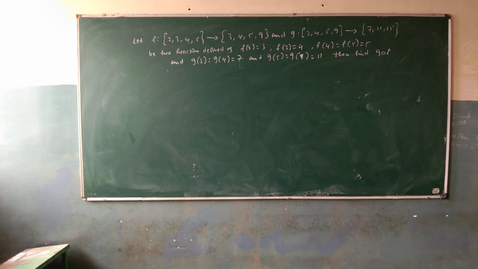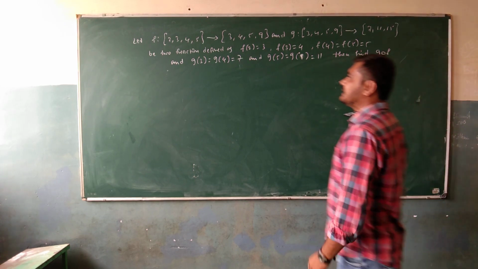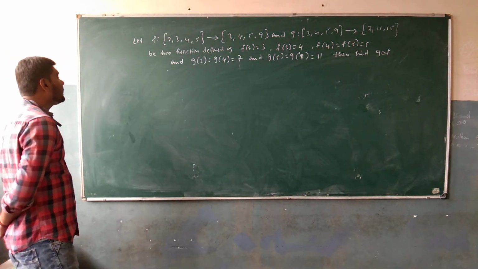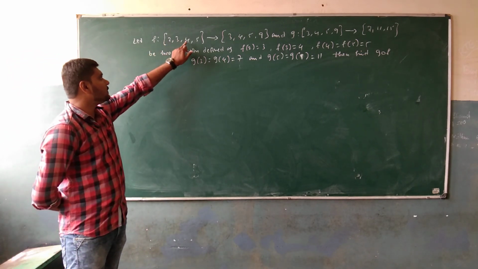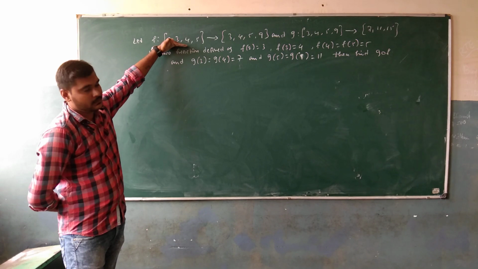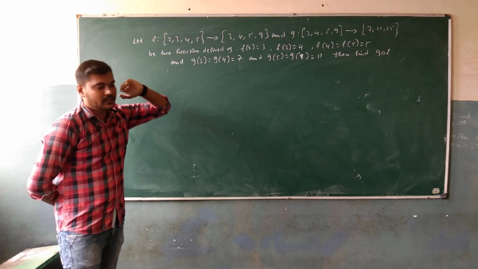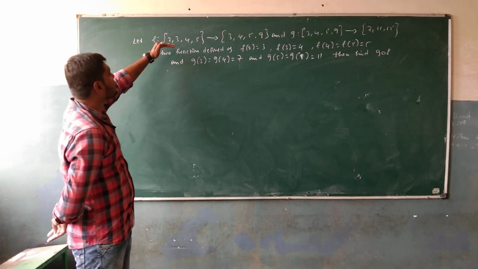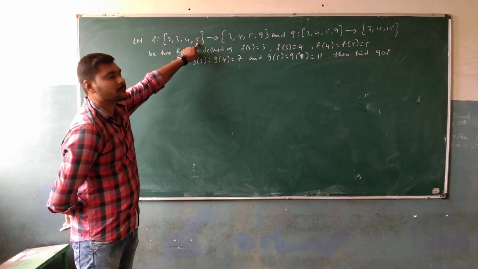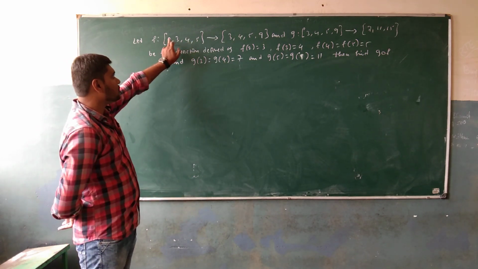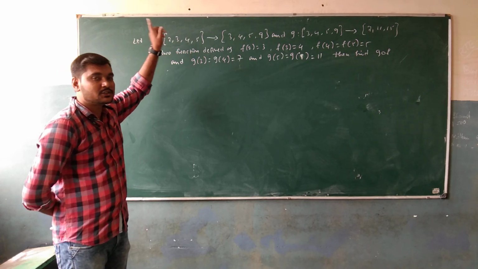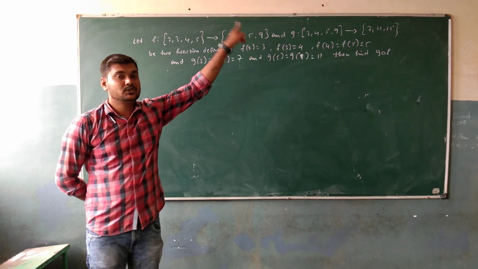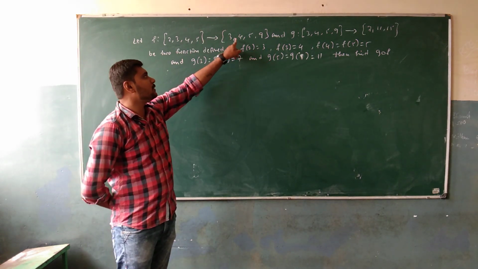Okay, the next problem, the first problem under the composition of a function. Let f be a function from the set A, which is 2, 3, 4, 5, to the set B. Here the set A has four elements, 2, 3, 4, 5, and that is going to be the domain. The set B is 3, 4, 5, 9.